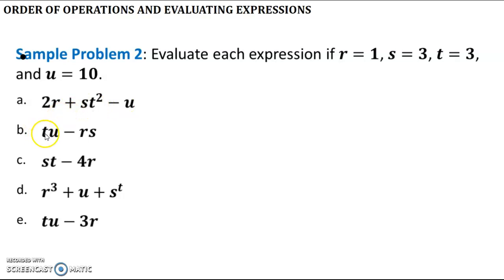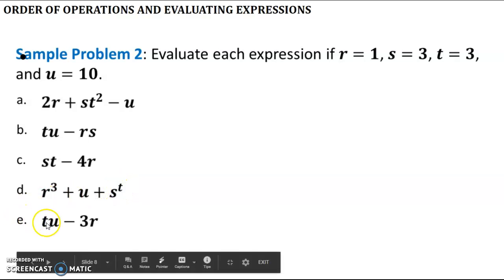So B is t times u minus r times s. C is s times t minus 4 times r. D is r cubed plus u plus s to the t power. And then E is t times u minus 3 times r.